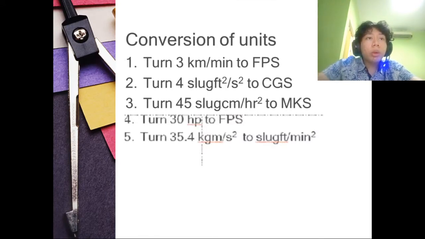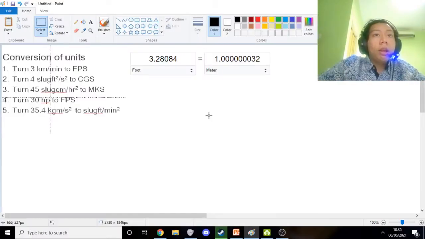Okay, we are going to answer these 5 questions of conversion of units from one system to another system. I will switch to MS Paint. Okay, now we will answer the first question.